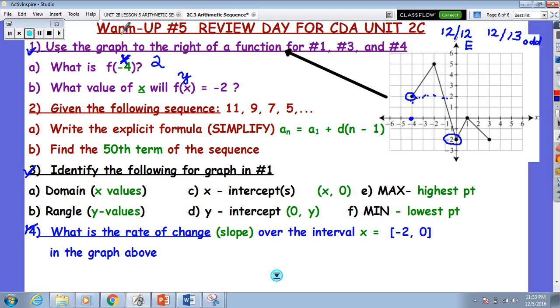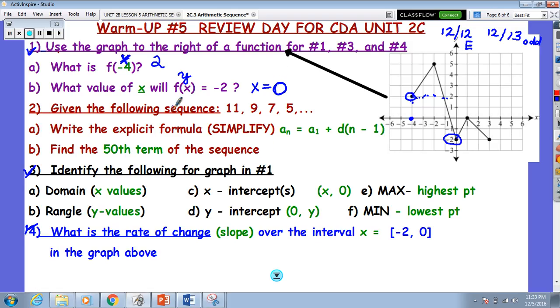Alright, and they ask you, what is the value of x? So I'm going to answer it as x equals what value? Remember, x goes side to side. So what is the x value at this point right here? 0. Okay? And this is a review over evaluating functions.